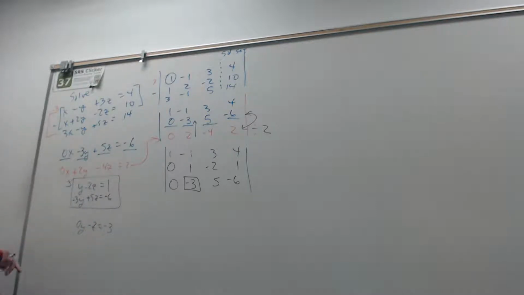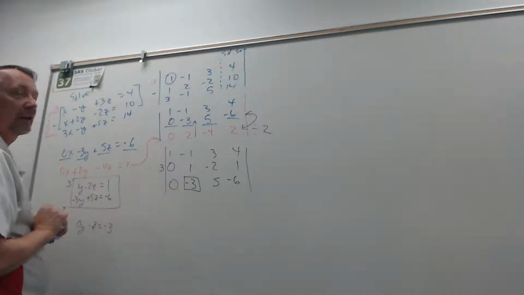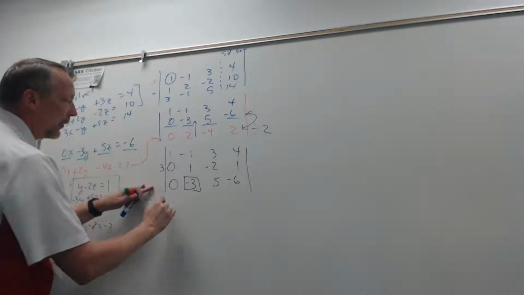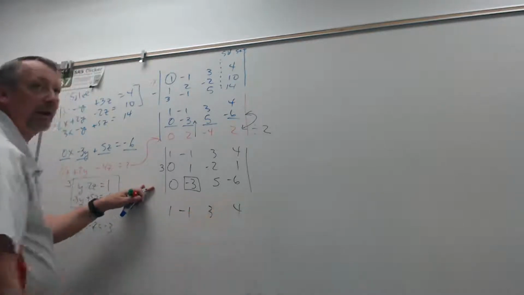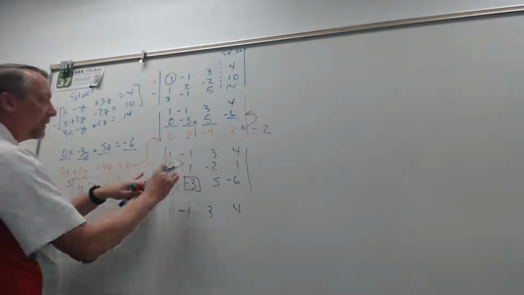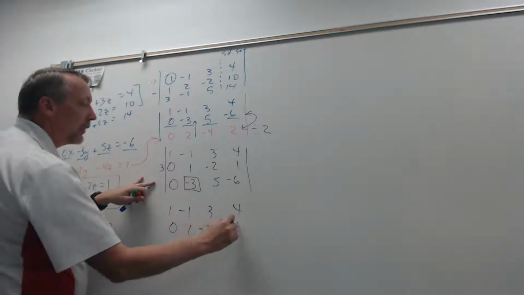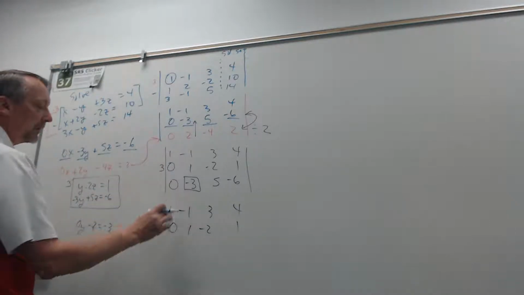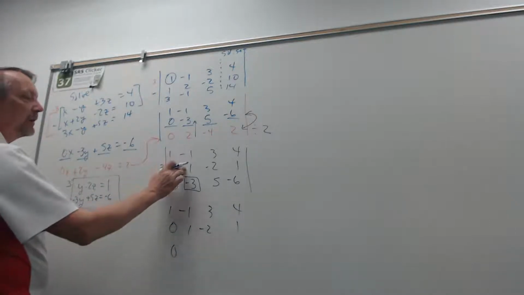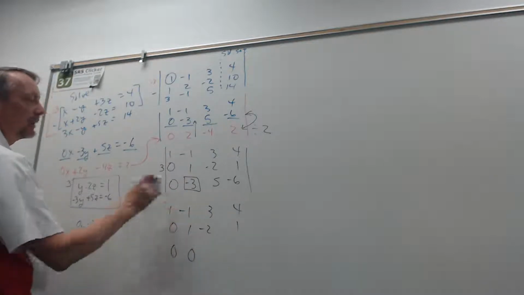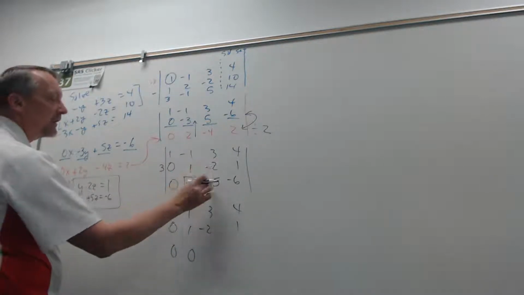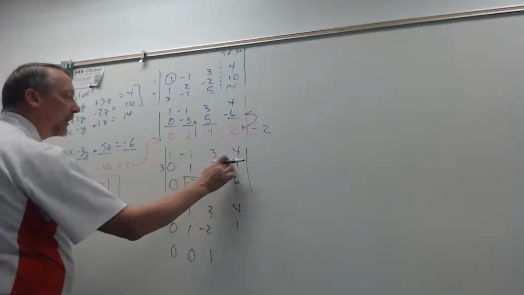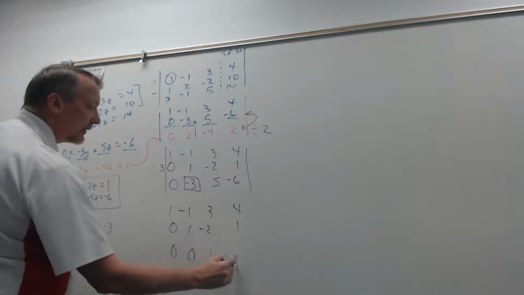Okay? I'm going to do the same thing here. I'm going to multiply this by 3. 3 times 0, 0 plus 0 is 0. So I'm going to rewrite the top one. 1, -1, 3, and 4. I haven't done anything with that. I like this one here, 0, 1, -2, 1. Haven't changed anything. Now I'm going to take 3 times 0, 0 plus 0 is 0. 3 times 1 is 3, minus 3 is 0. 3 times -2 is -6 plus 5 is 1. And 3 times 1 is 3 minus 6, -3.